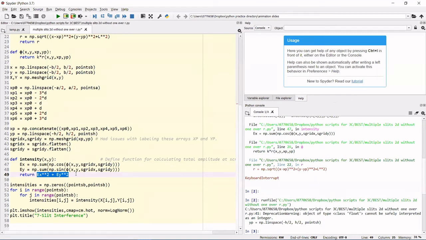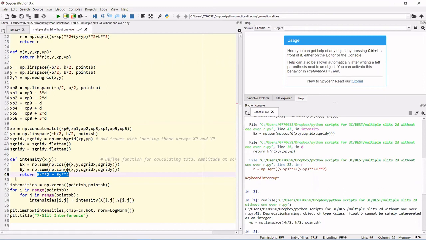Once you know the amplitude of the total electric field from all the slits at a particular point on the screen, you square that amplitude to get the intensity. And that's really what this is. This is the square of the amplitude of the total field, because I didn't take the square root, right? So it's already the square of the total amplitude.